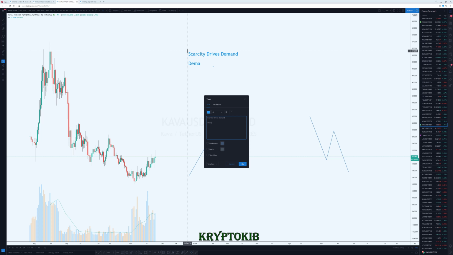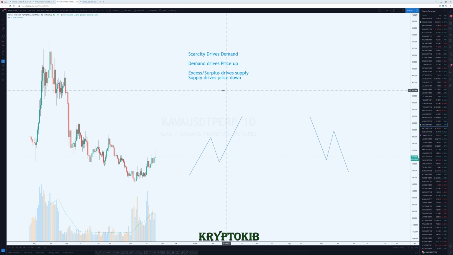And in turn, demand drives price up. Whereas excess or surplus drives supply, and supply drives the price down. You should understand this.